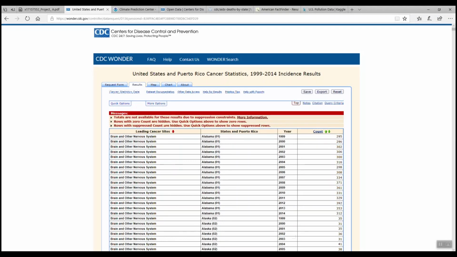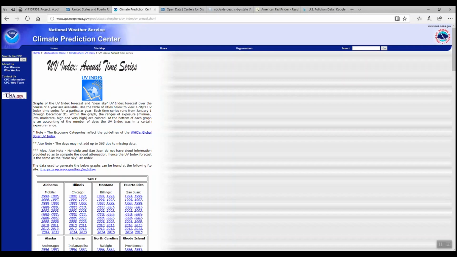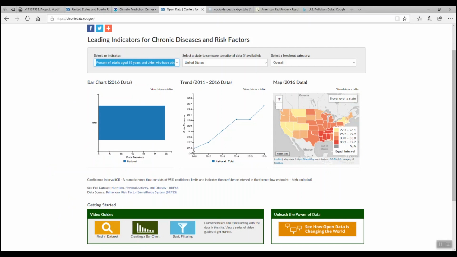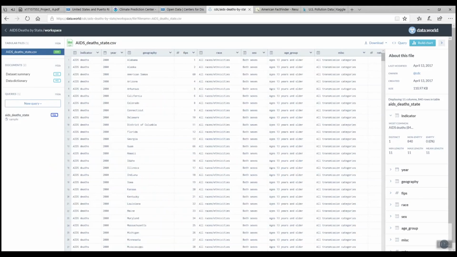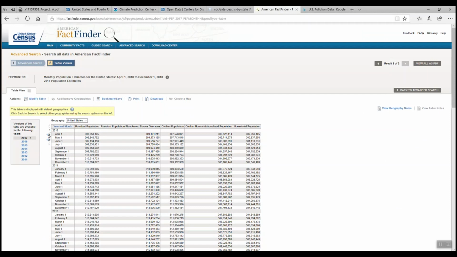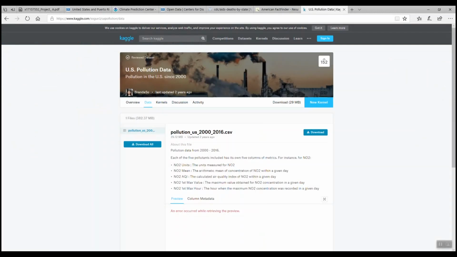While selecting the dataset, various sources are considered for structured datasets from websites like CDC Wonder for cancer mortality, CPC for UV rays, chronic data for obesity, DataWorld for AIDS statistics, FactFinder for getting accurate population count, and finally Kaggle for air pollution statistics. Next, we can move to our unstructured data.